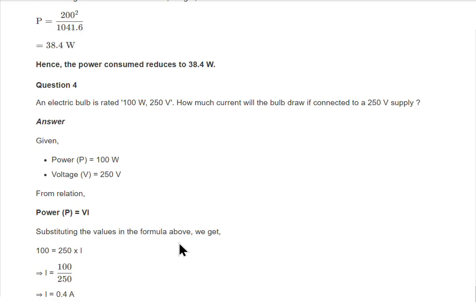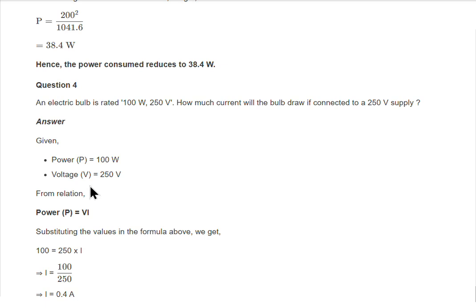Now question number 4. An electric bulb is rated 100 watt 250 volt. How much current will the bulb draw if connected to a 250 volt supply? So in the first case, if the voltage is 250 volt, the power will be 100 watt. Then they're asking how much current will the bulb draw if it is connected to 250 volt. So current we need to find out.